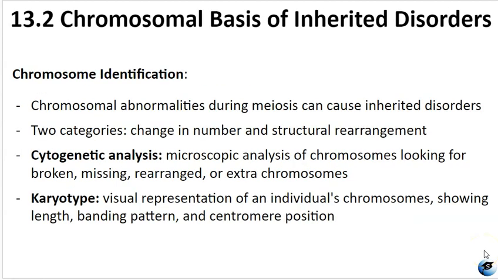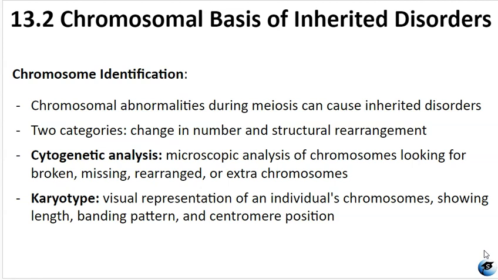Chromosome isolation and microscopic observation forms the basis of cytogenetics, and it's the primary method by which clinicians detect chromosomal abnormalities in humans. Chromosomal abnormalities during meiosis can lead to inherited disorders. And these abnormalities can be classified into 2 categories. The first one is changes in chromosome number, and the second one is structural rearrangements, and we're going to talk about both of those.